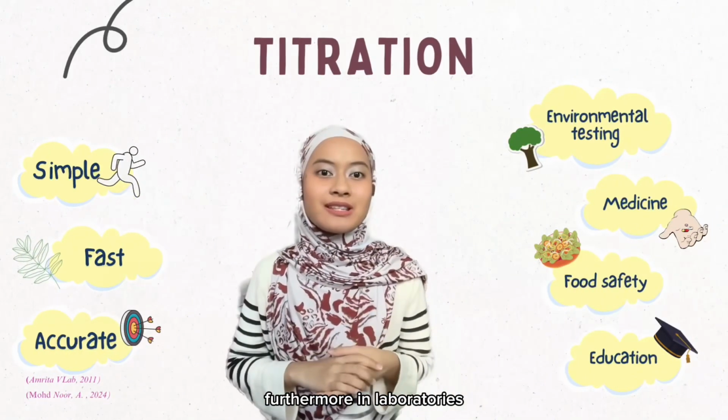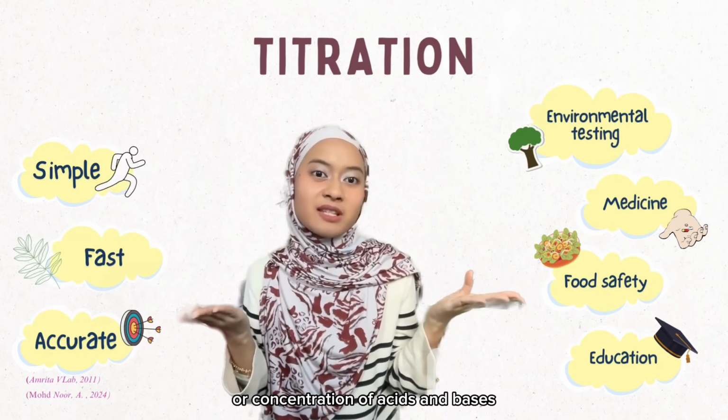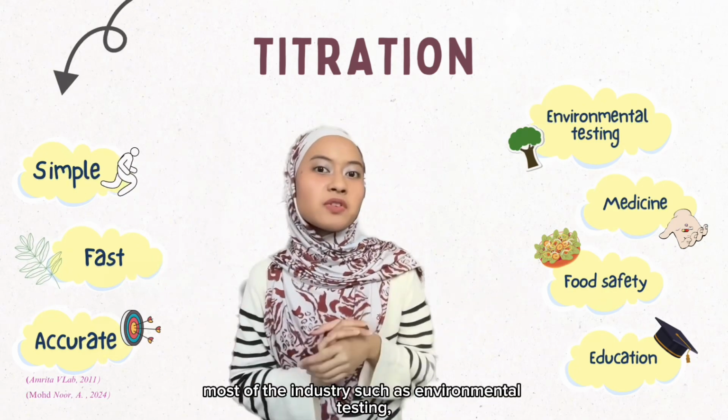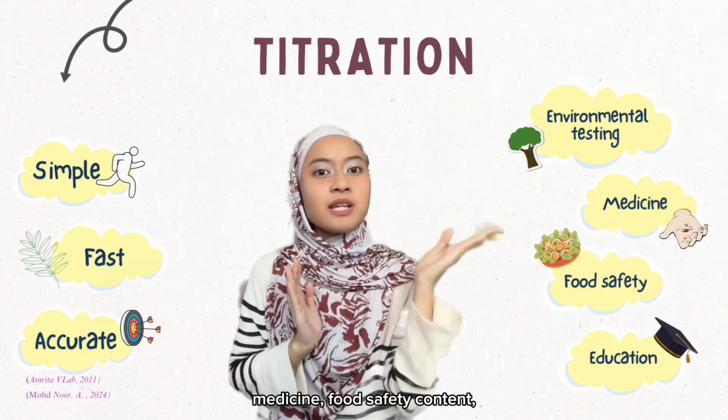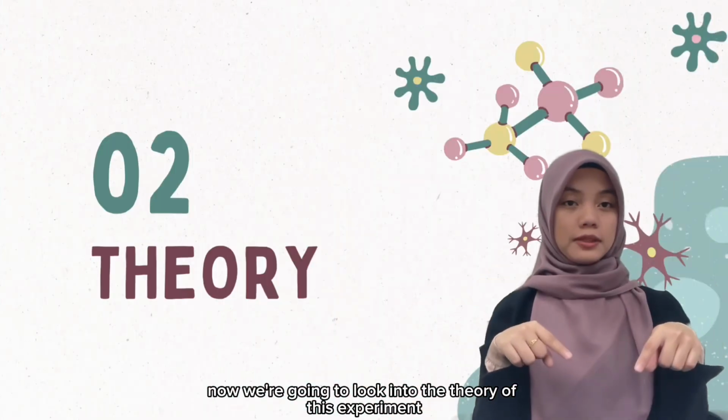Furthermore, in laboratories, acid-base titrations are commonly used to test the strength or concentration of acids and bases because they are easy to use, fast, and result in accurate findings. Most industries such as environmental testing, medicine, food safety, and education use this titration method. Now we're going to look into the theory of this experiment. Let's go.